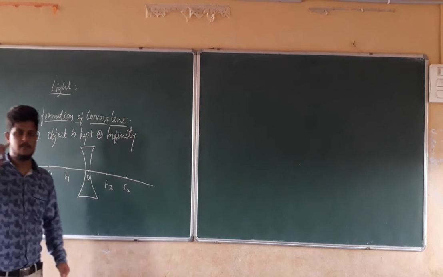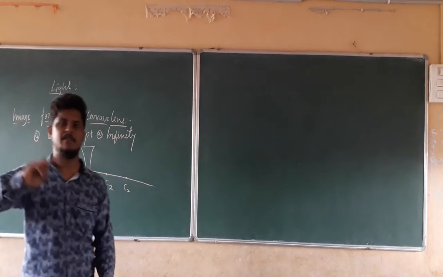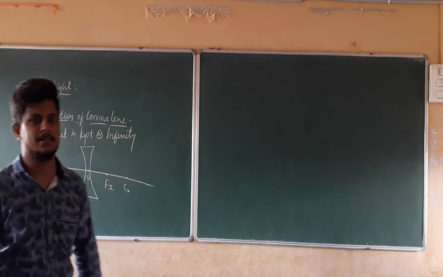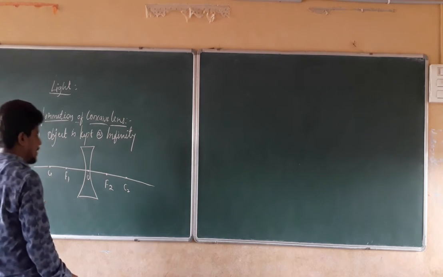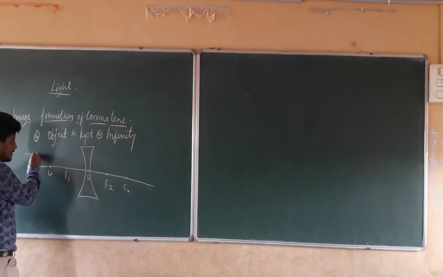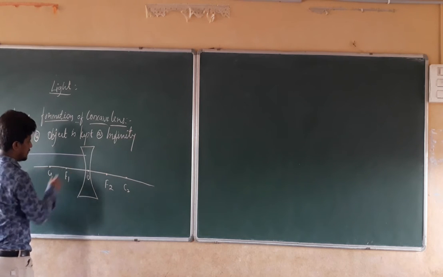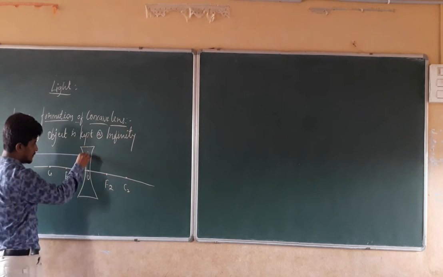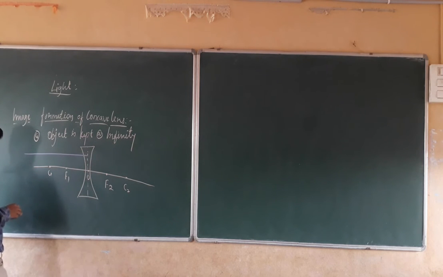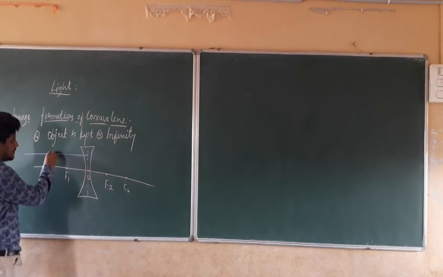At infinity means, if you remember previous classes, the rays which are coming from infinity always travel parallel to the principal axis. So this light is traveling parallel to the principal axis like this. Right? In the same manner, this light is also going to travel parallel to the principal axis.